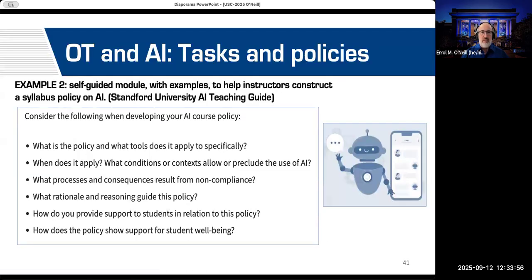So that's one possibility. Another possibility is a tool from Stanford that is interactive and helps you create a policy tailored for your course or your department. For example, with questions on what is the policy, what tools does it apply to, when does it apply, what are the consequences, and so on. So there are a number of examples out there of policies, but you can also use a tool to help with creating your own policy. And that's the link underneath it. That will be in the PowerPoint as well.